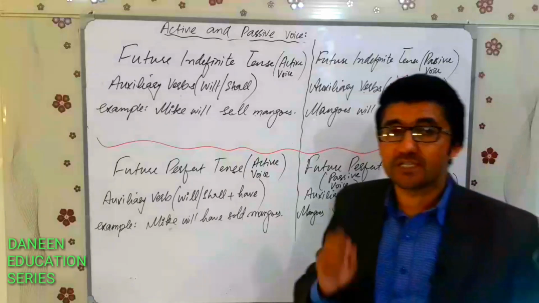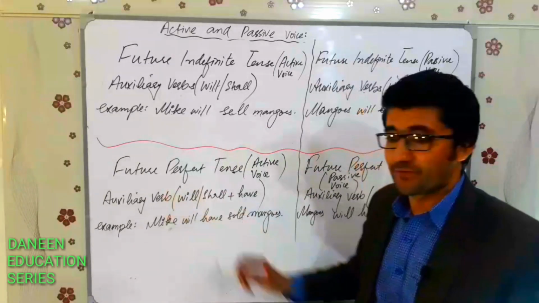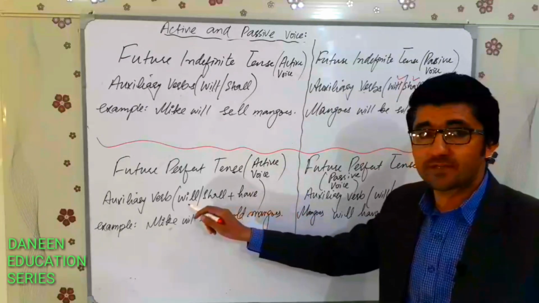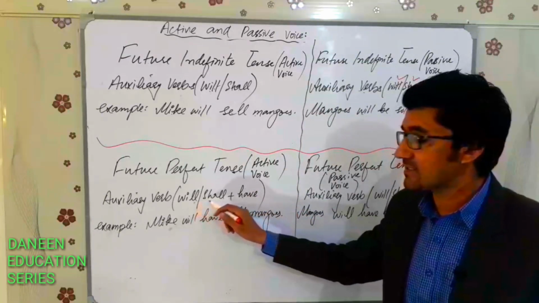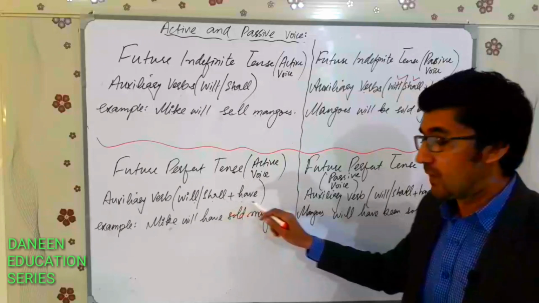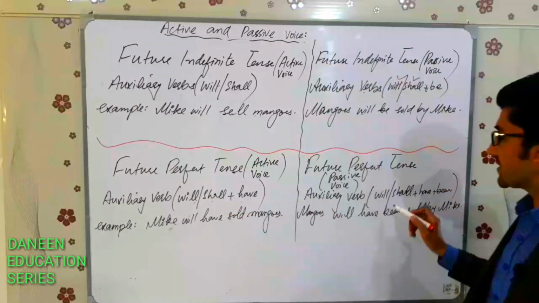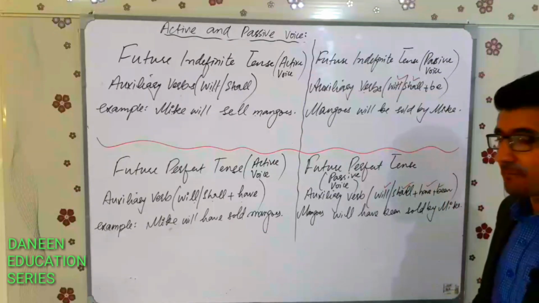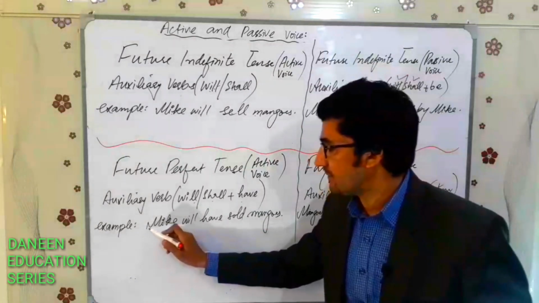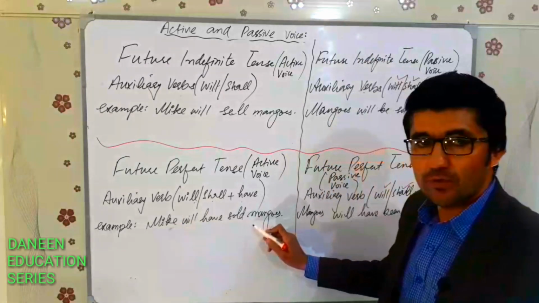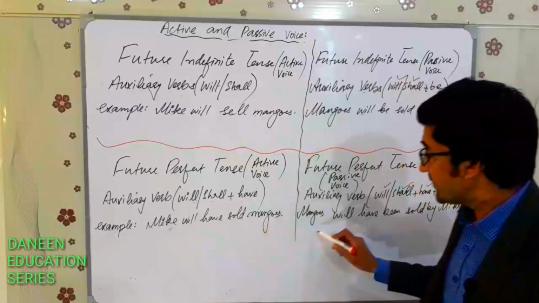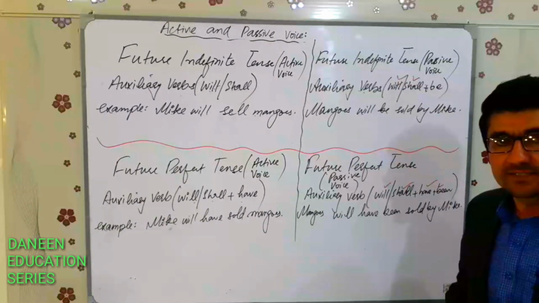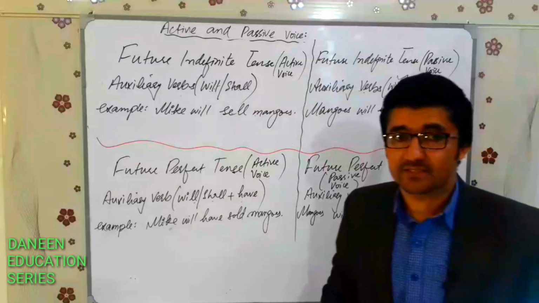Now let's talk about the last tense, that is future perfect tense. In future perfect tense, in its active voice, the auxiliary verbs are will, shall plus have, while in its passive voice, the auxiliary verbs are will, shall plus have plus been. Now let's take this example. Mike will have sold mangoes. Its passive voice is mangoes will have been sold by Mike. This was all about tenses.